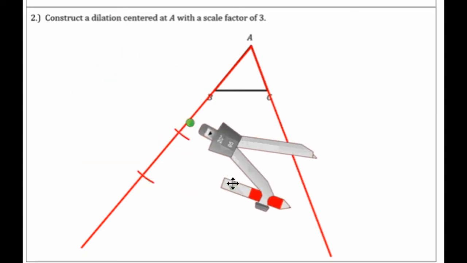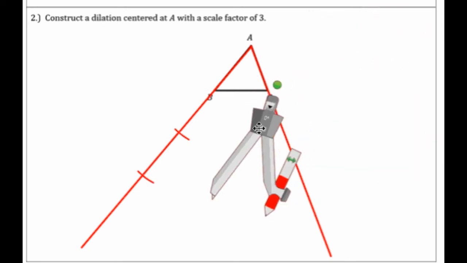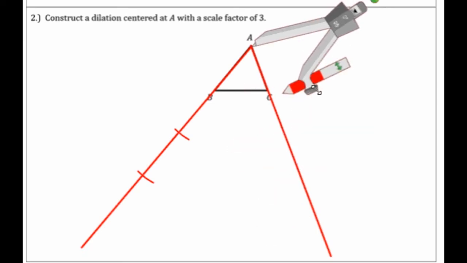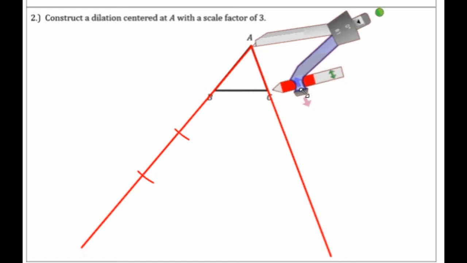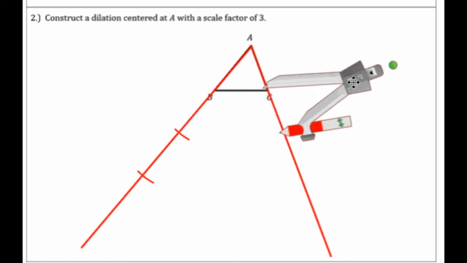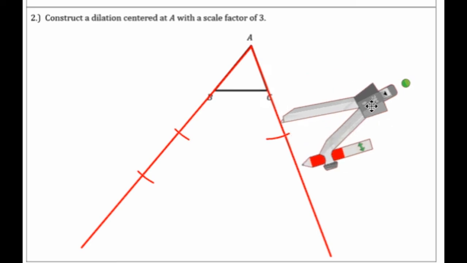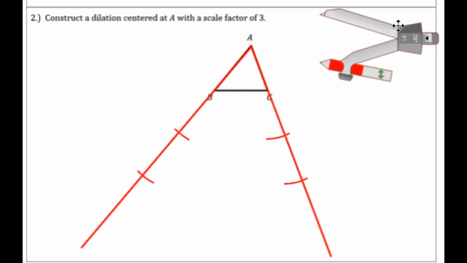Now we have to do that same exact thing for C. So let me just take it, kind of flip it around here. Okay, so now we have to adjust the compass from A to C. So clear piece on A, hole on C. Okay, so we have that distance, right? That's like a scale factor of 1 from A to C. Okay, move it out and mark it. That's a scale factor of 2. Out one more time, mark it. That's a scale factor of 3.